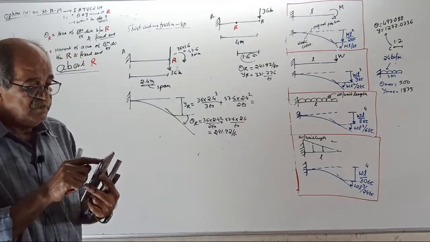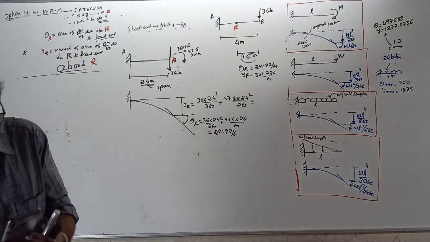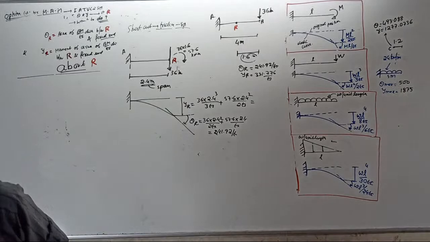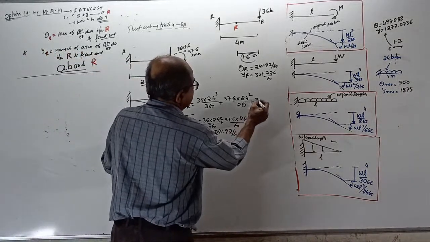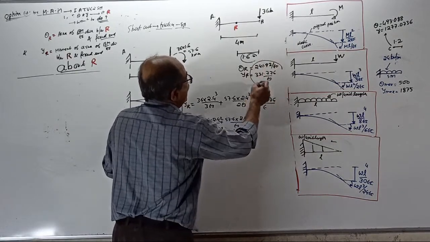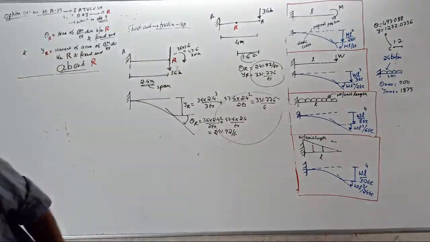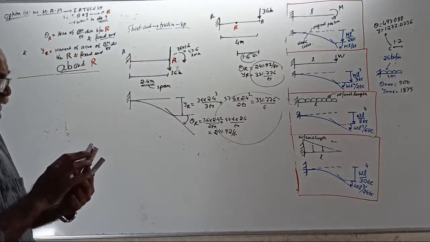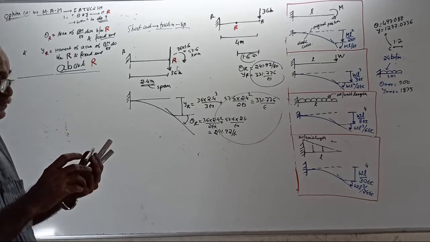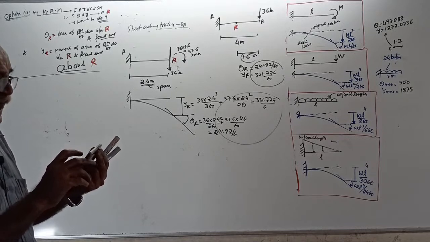331.776. Okay. 331.776 by EI. See there, exactly the same answer. Answer once again, tallies or not? First answer, perfectly tallying. Tell me, answer, perfectly tallying.